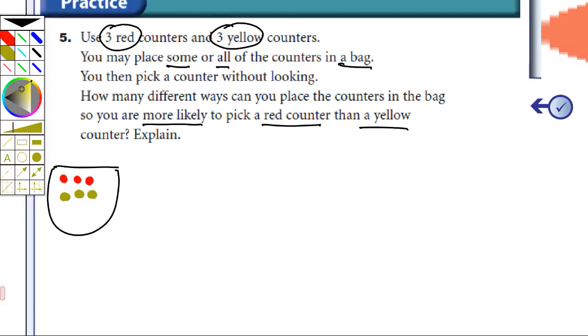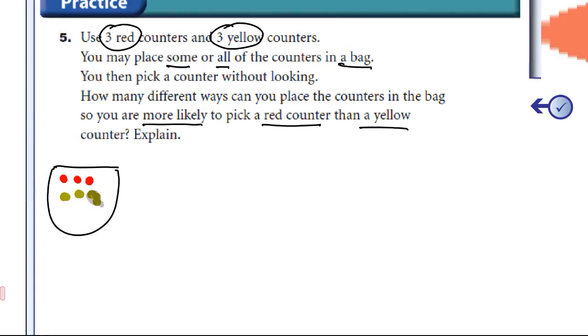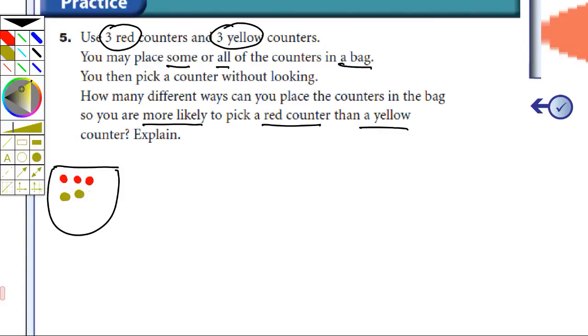So in order for this to work, I have to at least get rid, I would need the eraser, get rid of one of my yellows. There we go, I got rid of a yellow, and now I'm in a good situation where I have 3 reds, 2 yellows, I'm more likely to pick a red. Okay, so let's make another bag then. That's one example. So 2 red counters works.